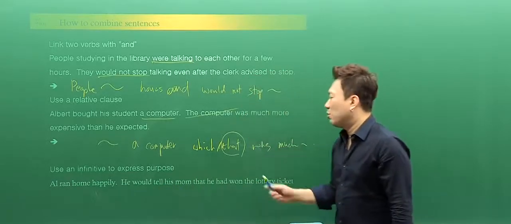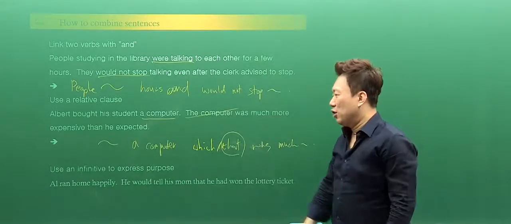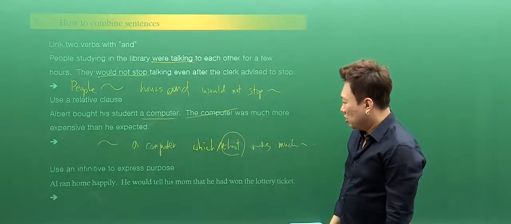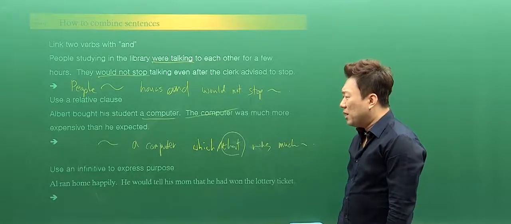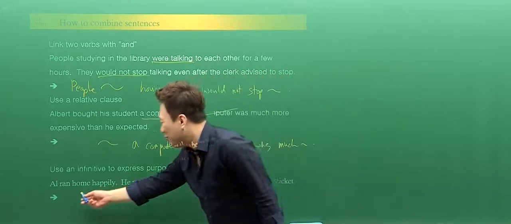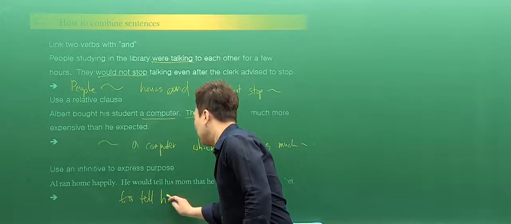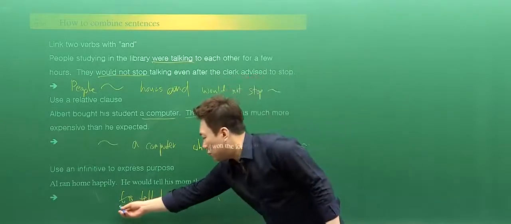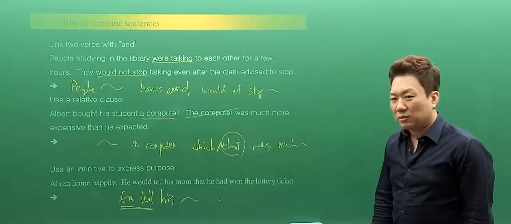Albert would tell his mom that he had won the lottery. Yeah! Here we go. So he wanted to say what? Say, Mom, I won the lottery, okay? So Albert ran home happily, what? To tell his mom that he won the lottery. Simply by using infinitive. Incorporate infinitive here, you may combine those two sentences.